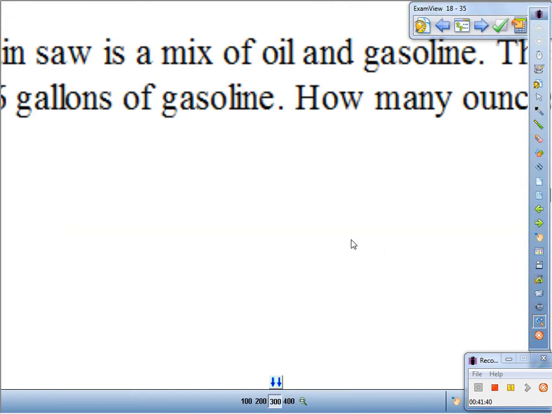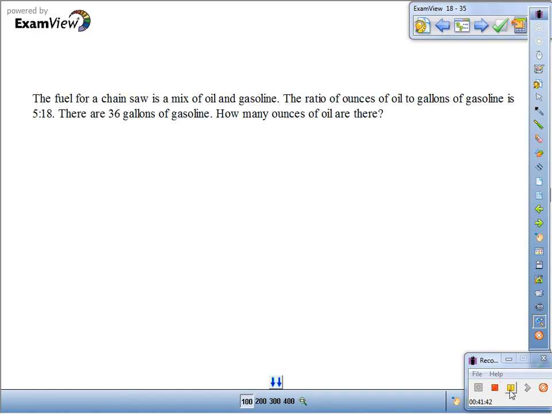Go to number 18. Let me zoom out. Number 18, it says, a fuel chain for a chainsaw is a mix of oil and gasoline. What are they mixing? Oil and gasoline.